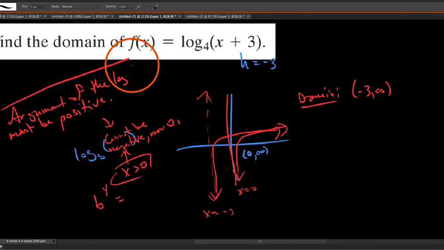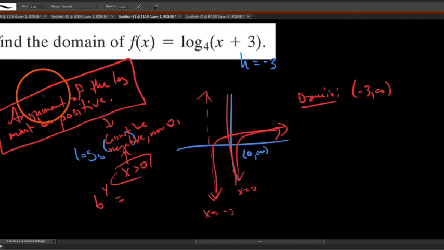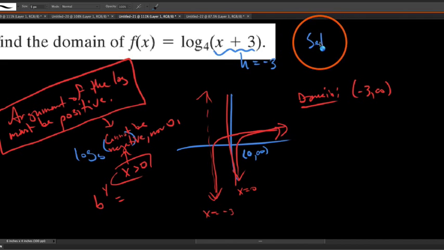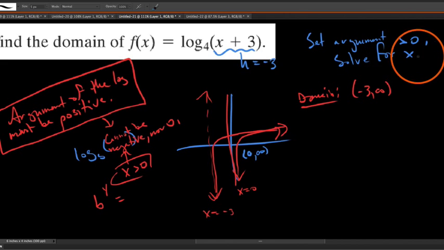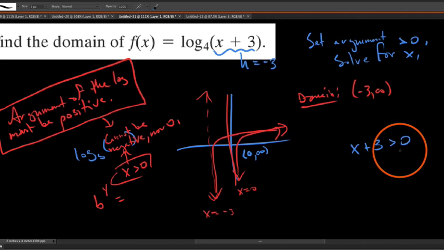And so it's good to make the graph of this. You could totally find the domain by making the graph, and honestly, it's good practice. Let's just say here, though, without making this actual graph, how could we algebraically find the domain of this? And the rule is this: we'd set the argument greater than 0, solve for x. And so what we're going to do is we're going to take x plus 3 here. We have to have a positive value. Okay, so here's the deal. If we solve this, we subtract 3, we get x is greater than -3.